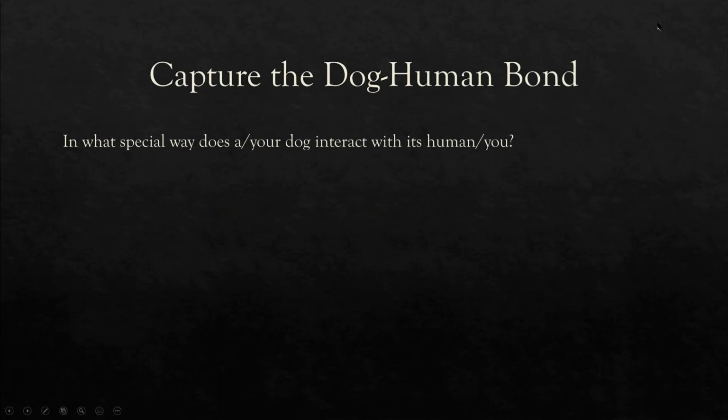So my life has been about helping people to create this bond. And then later, my life sort of morphed into photographing this bond, recording this bond, so I can explain it to people, so I can explore it. And so whether you're taking a picture of your own dog or someone else's dog, the question becomes, in what special way does your dog interact with you? Or what special way does somebody else's dog interact with them?